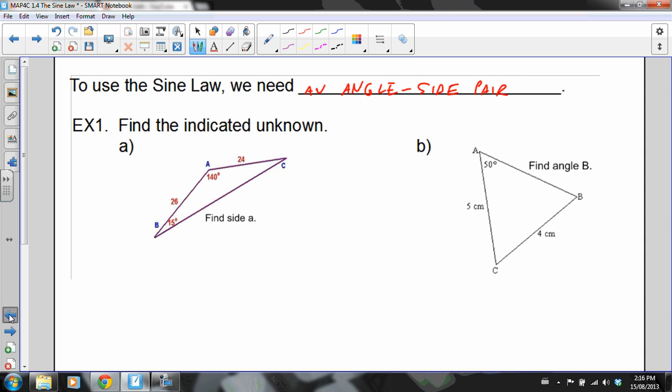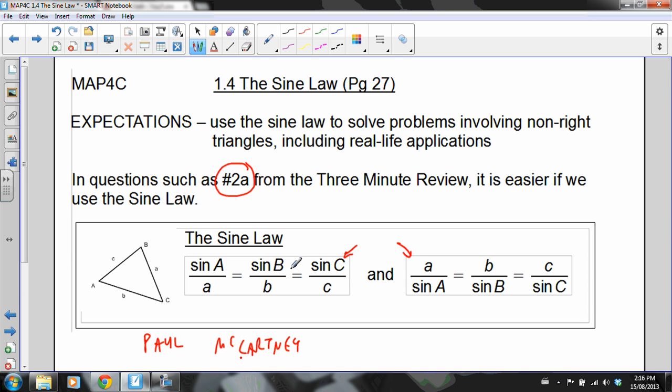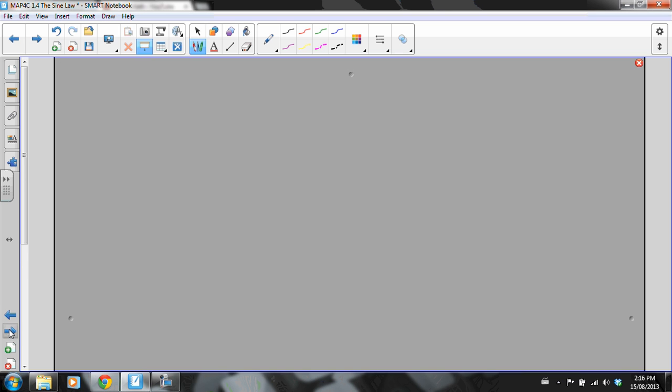So in the sine law, one of these things has to be known. We have to have both angle A and side A, or angle B and side B, or angle C and side C. One of these things needs to be known. So the way I see it is an angle side pair known, and I do a loop like that to show what angle side pair we have.